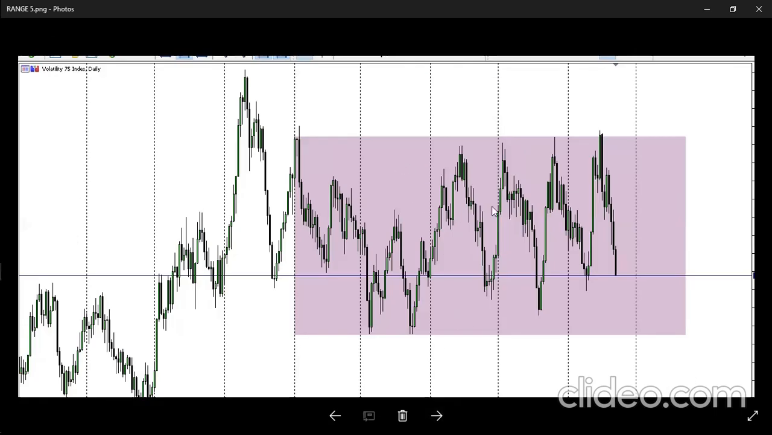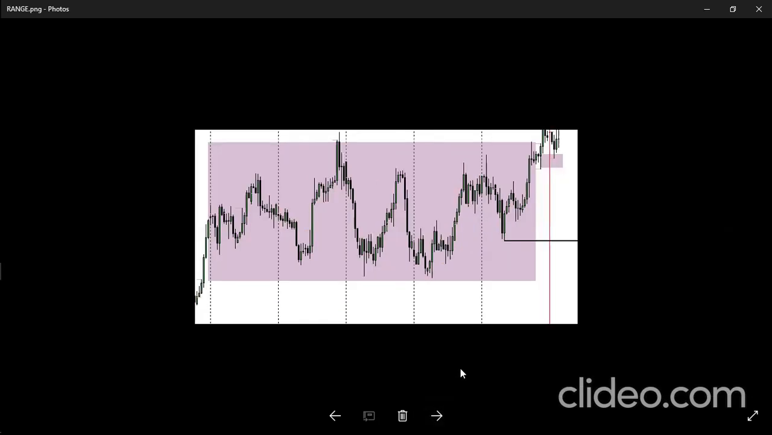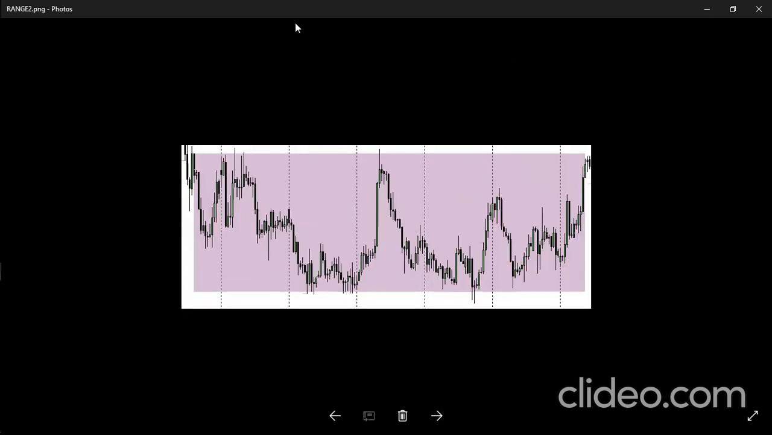The next one, again, is not a clear range also, just moving up and down. This one is also not a clear range because it just moves up, down, up, down. Not clear. This one is a combination of two. It's clear and also unclear sometimes. Here it was clear, then not clear, then here it was clear. So there was a combination of two. That's the range.